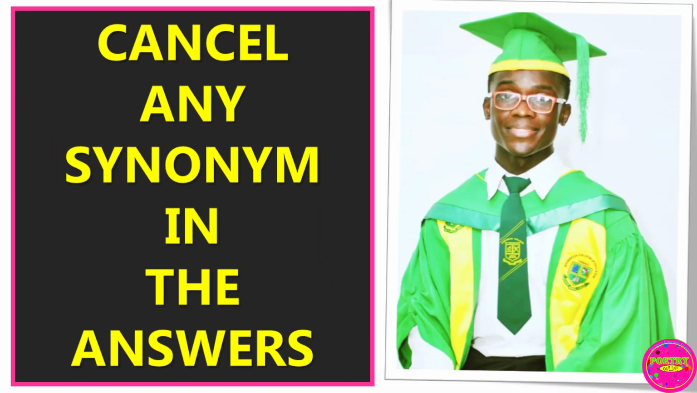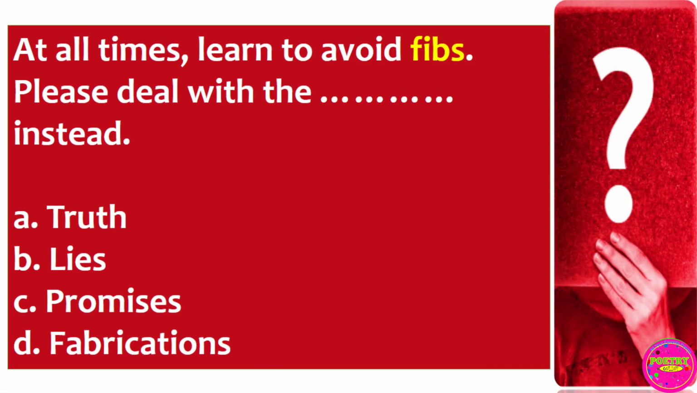Another thing that you have to do here is to cancel any synonym in the answers. This is very important. If not, you might end up selecting synonyms instead of antonyms, so it is important to cancel out any synonym in the answer. Let's consider this example. At all times, learn to avoid fibs. Please deal with a dash instead. A. Truth. B. Lies. C. Promises. D. Fabrications.